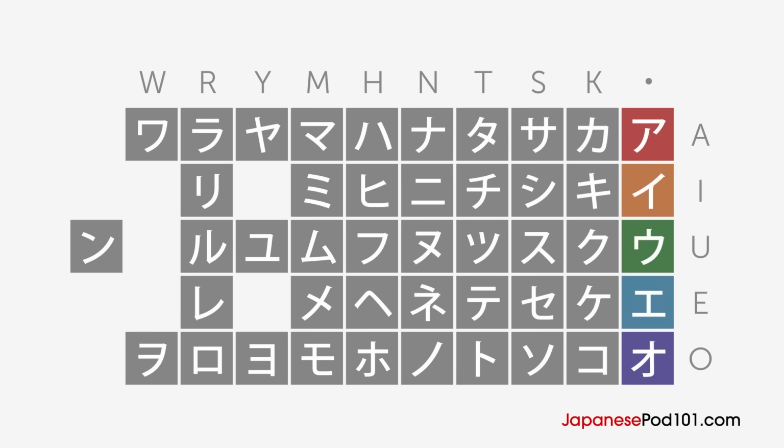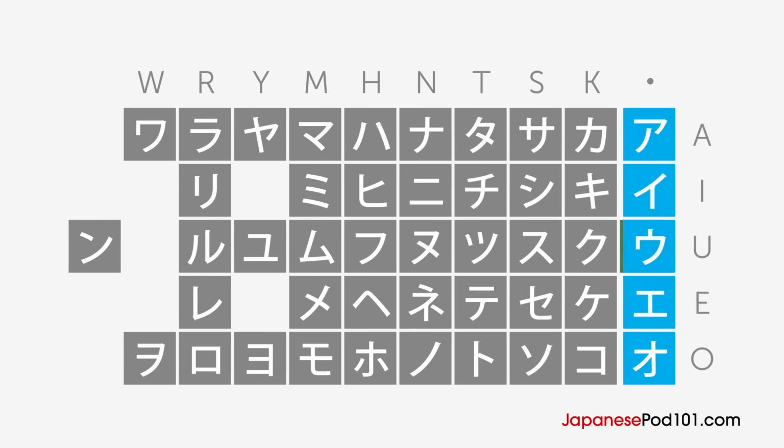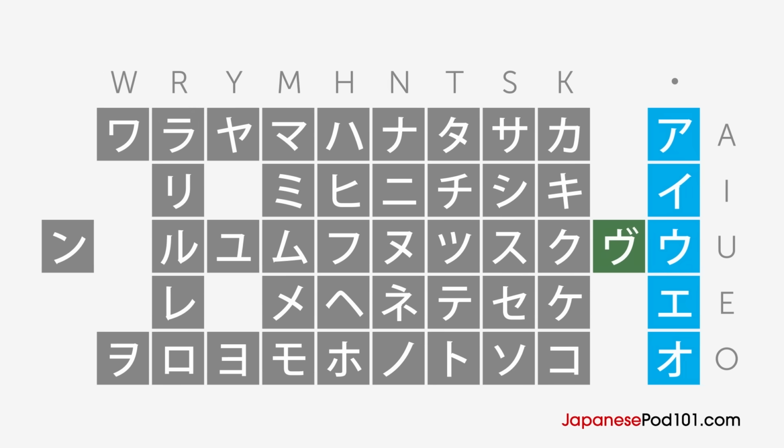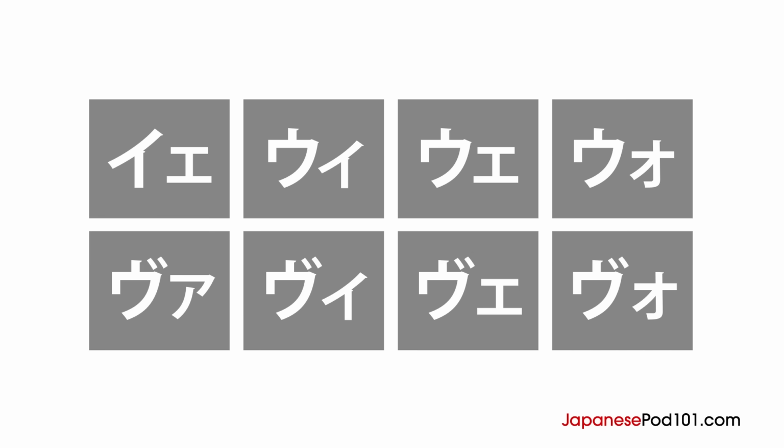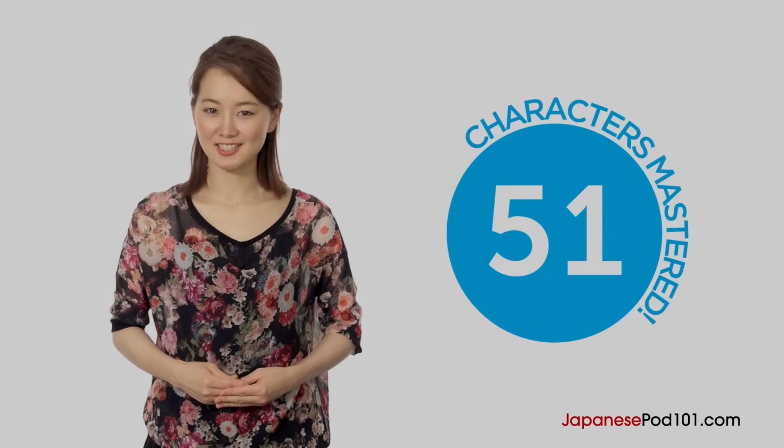In this lesson, you've learned 5 katakana vowels: a, i, u, e, and o. You also learned that the character u can be modified by a dakuten to represent the v sound. And finally, some new digraphs: ye, wi, we, wo, va, vi, ve, vo. よくできました。You've now mastered 51 Japanese characters.